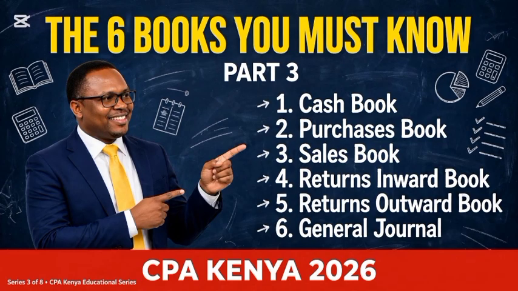Let's get into it. Books of prime entry are the first books where we record transactions. We use them to avoid cluttering the ledger and to save time. Instead of posting every single transaction to the ledger, we group them first.